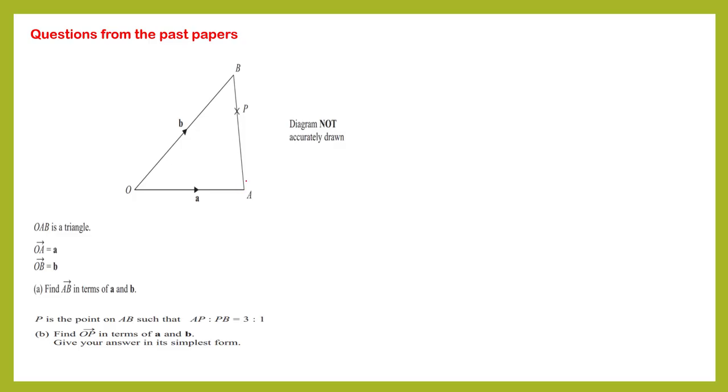To find AB, starting from A and stopping at B, you will go through AO, then OB. The starting point is A, the ending point is B, so you go through AO, then OB. But take care that you're going in the opposite direction of a, so it's going to be negative a, then you will go there. So the vector AB will be going through AO, then you will move OB. So this one will be negative a plus b, or it can be written as b minus a. This is the first part, part a.